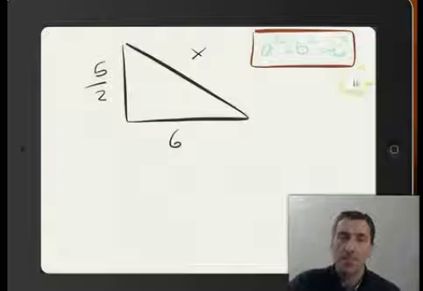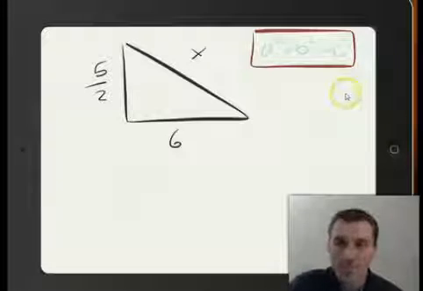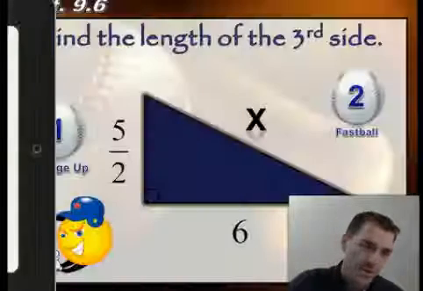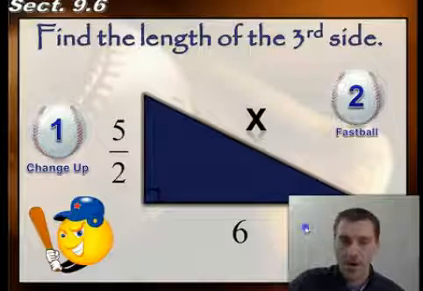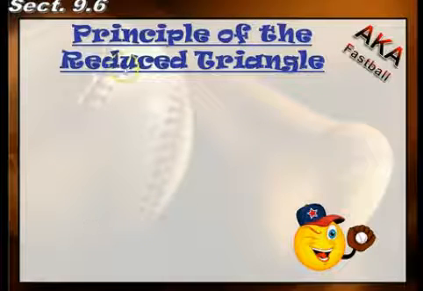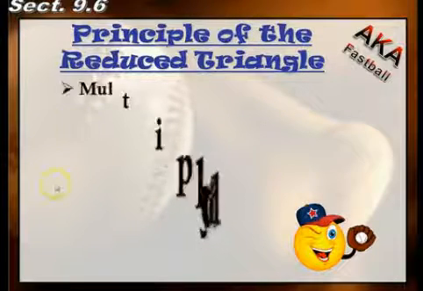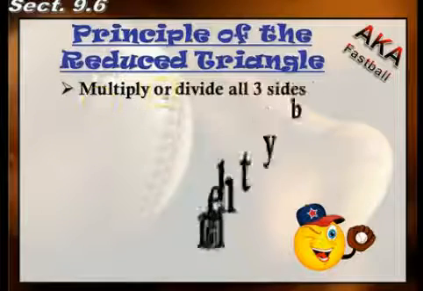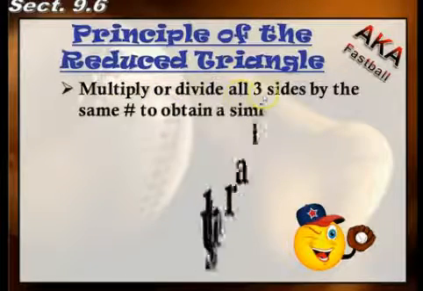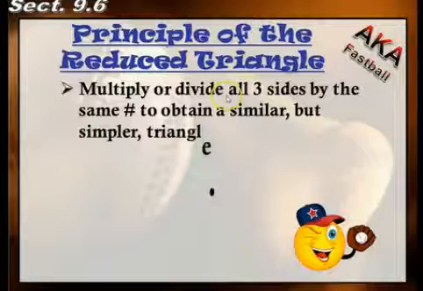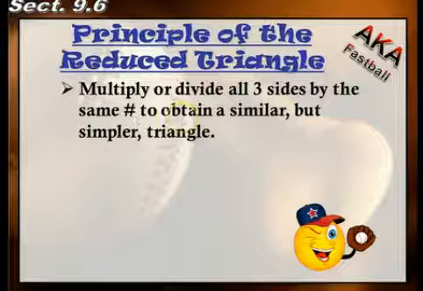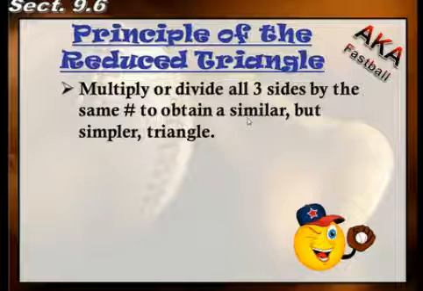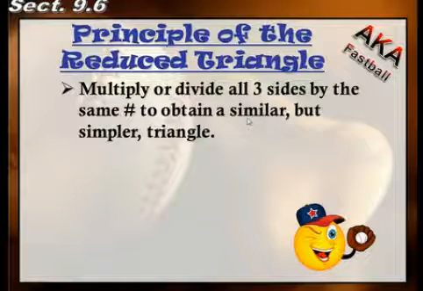We can still use the Pythagorean theorem, but we're going to use this thing called the principle of reduced triangle to do it. So here's how that works. Into your notes, this is the fastball. The principle of reduced triangle. I'd write this down because this is rather important. There's 3 steps to it. Step 1 is to multiply or divide all 3 sides, not 2 of them, not 1, all 3 sides by the same number to obtain a similar but simpler triangle.